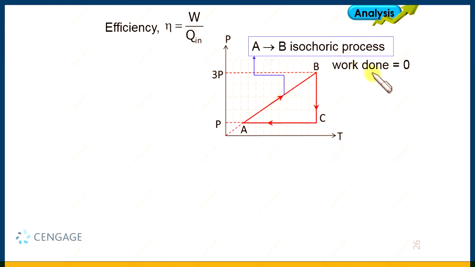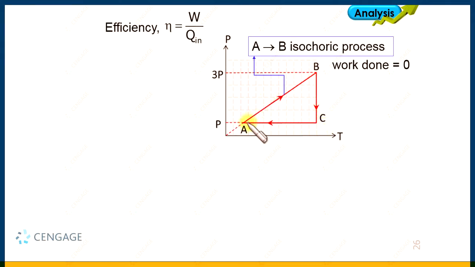That means we need not calculate work done in this process. And here we cannot calculate work done by the area under the curve. Why? Because it is not a PV diagram, it is a PT diagram. That is why we need to calculate work done process by process. So, in this process we need not calculate work done.